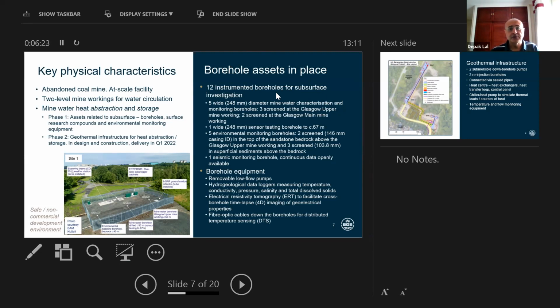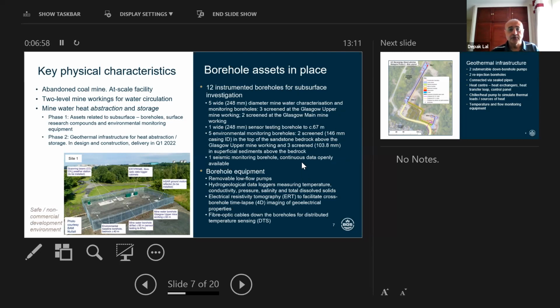We have 12 instrumented boreholes for subsurface investigation. 5 are wide diameter boreholes for the movement of water, 2 of which access the Glasgow Main seam and 3 the Glasgow Upper. We have 1 wide borehole for sensor testing. And then we have 5 environmental boreholes accessing various parts of the structure, including the superficials at the top. And there are 5 of those across all the sites.